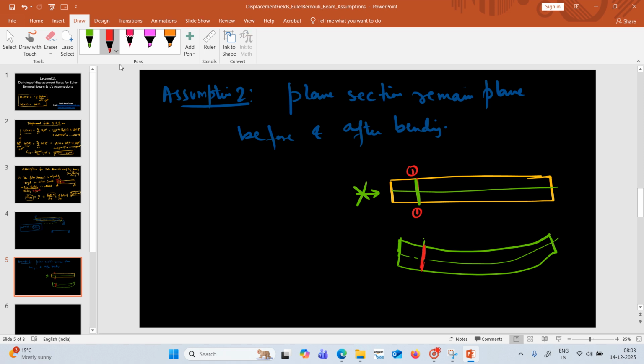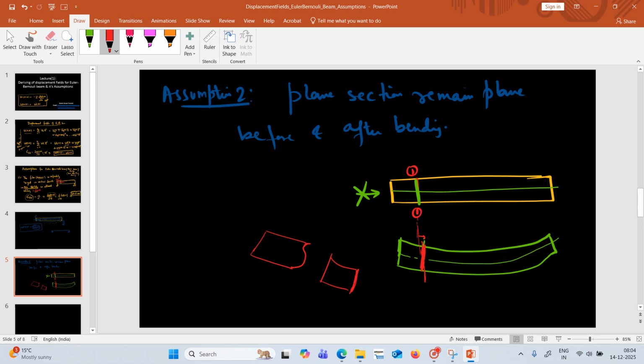So what is this? Initially it was like this, and now after bending it shifted like this, but it is remaining plane. It is not behaving like this. The fiber after bending is no more like a higher order or quadratic or cubic variation, but it is remaining like a straight line. So it is remaining linear.